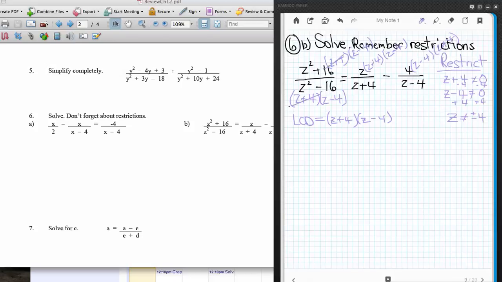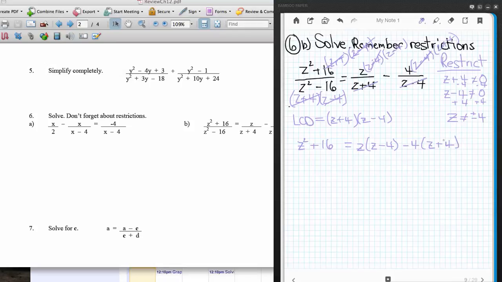Z plus 4 cancels with z plus 4, z minus 4 cancels with z minus 4, which leaves me with this crazy z squared plus 16. Remember, z squared plus 16 does not factor. That's the sum of squares, and sum of squares do not factor. My next one, the z plus 4, will cancel with the z plus 4, and that's going to leave me with a z times a z minus 4. So that's my next set. Now the last one, the z minus 4 is going to cancel with the z minus 4, and that's going to leave me a minus 4 times z plus 4.